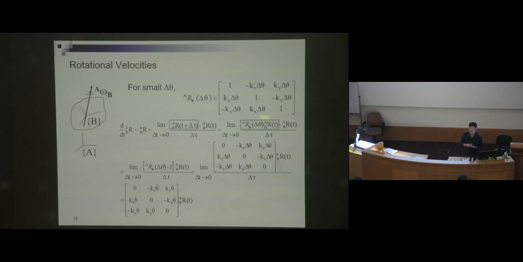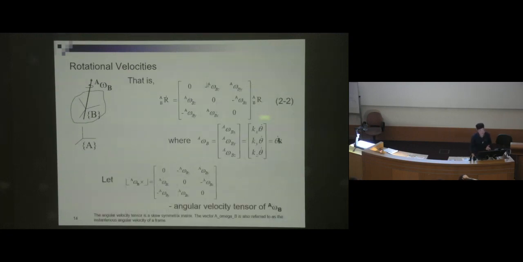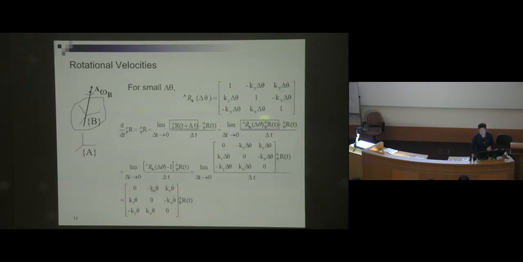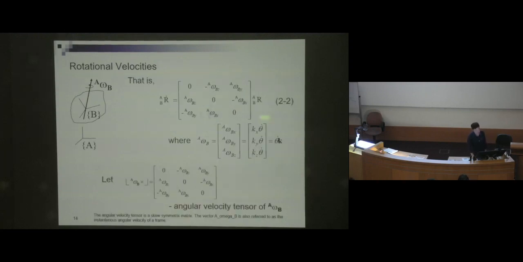The derivation is a bit boring, but maybe you can go back and revise it, and then you will be able to see the link between them. So you have this A B R dot equal to this. We mentioned before that the K is essentially the axis. Remember the equivalent axis that we talked about in lecture 2. So you can write them as A omega B instead of K. Your A omega B is your A omega BX, Y, and Z, which is your KX theta dot, KY theta dot, KZ theta dot. This is the same as your theta dot K.